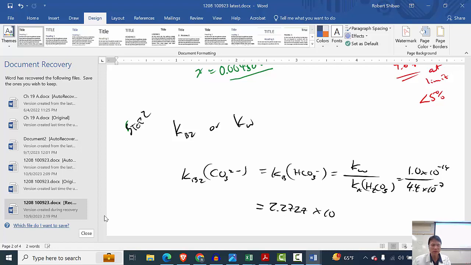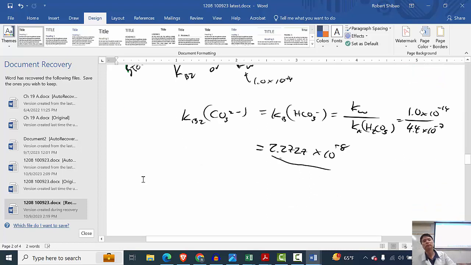times 10 to the minus 8. So Kw is 1.0 times 10 to the minus 14. Kb2 is 2.2727 times 10 to the minus 8, so we do Kb2 next. If Kw were bigger, we'd do Kw next. Sometimes that happens.